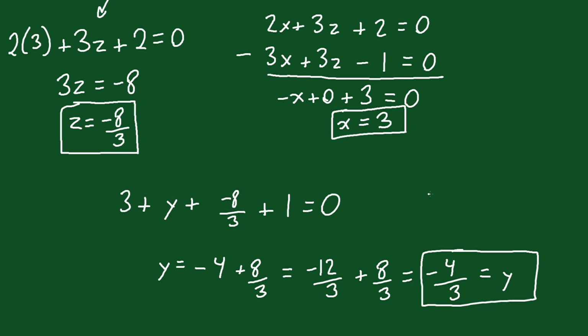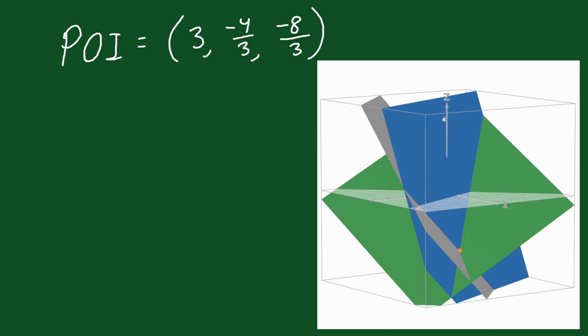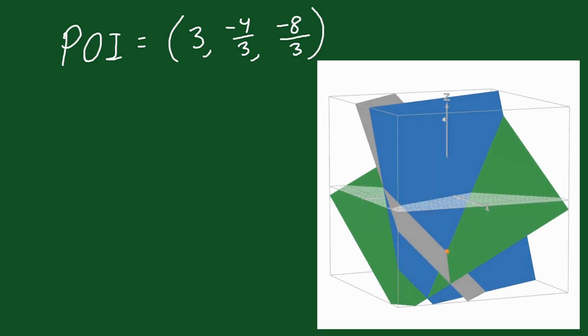So I now have all three values, x, z, and y. Because I got a unique value for each one, that means that the point of intersection, it is a point, right? The point of intersection, it's a point because I got a unique value for x, for y, and z. I got a number for each one. This means that my point of intersection is 3, negative 4 over 3, negative 8 over 3. This is the point of intersection, and as a matter of fact, you can look at it here in 3 dimensions, and you'll see that orange point where all 3 planes intersect one another.